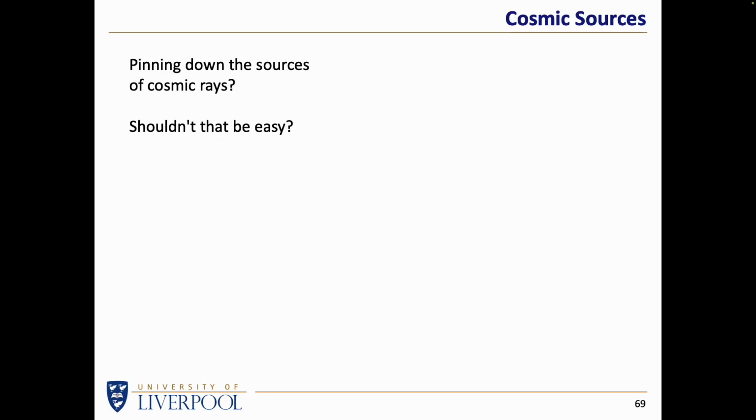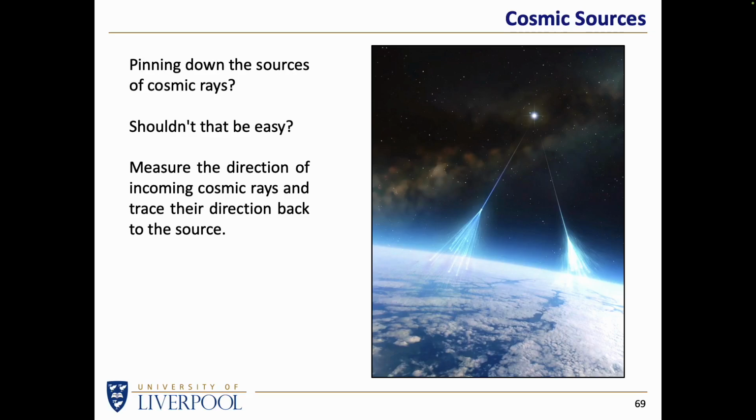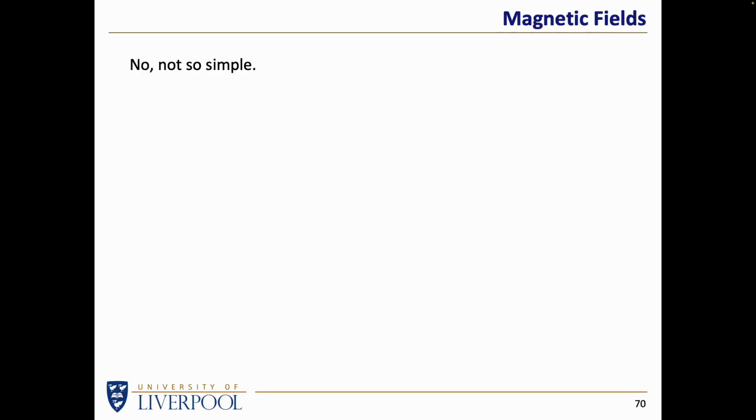So the question is, surely we should be able to pin that down. Can't we simply look at a whole load of showers and work out where they came from? Shouldn't that be easy? If we see enough showers on the ground and we pick up the secondaries and work out where they came from, or look at the way the particles are traveling through the ice in the IceCube experiment, can't we just backtrack by geometry and say they appear to have come from that galaxy there? What's the problem with that? Surely that's simple. Well, unfortunately, not so simple.